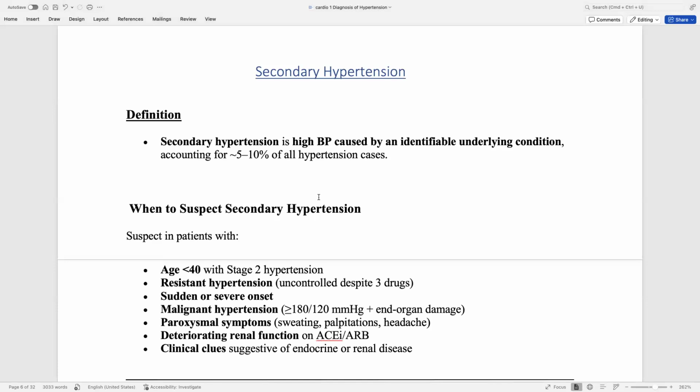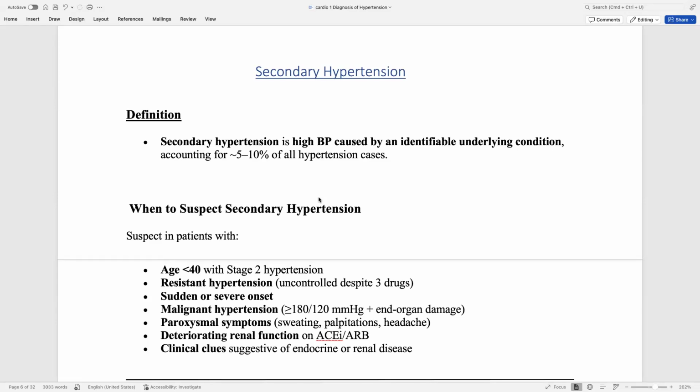We already discussed hypertension diagnosis, how to diagnose, what are the steps after the diagnosis, staging, investigation for target organ damage, and the steps of management. Now, for special situations, first, secondary hypertension.